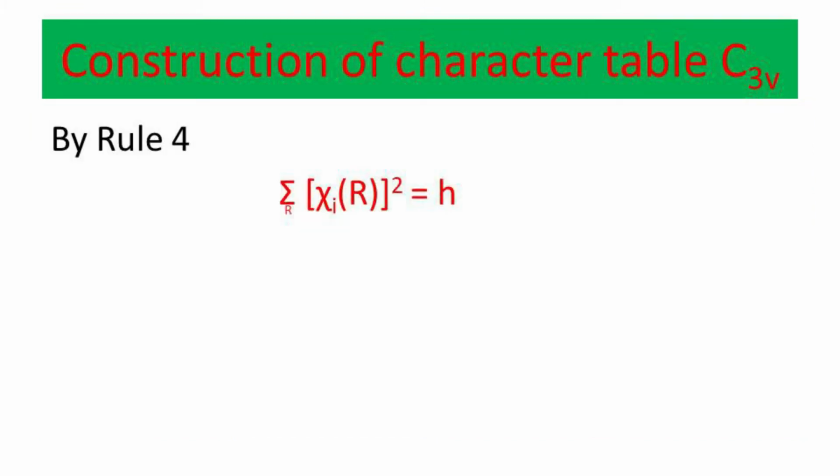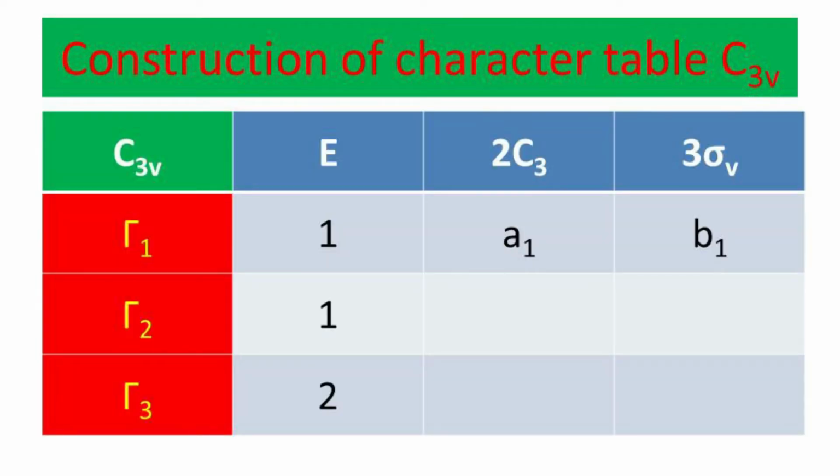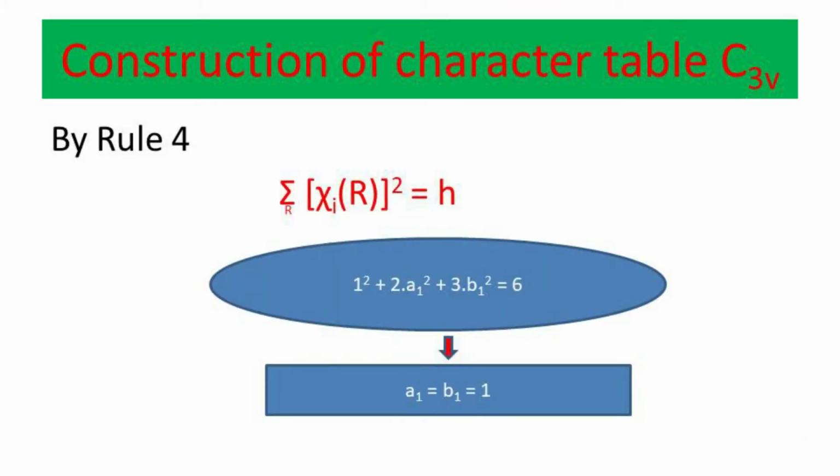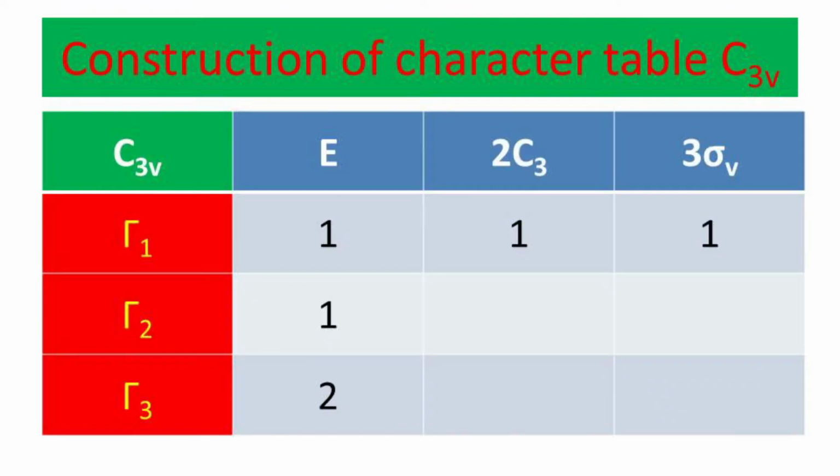In order to find the characters for gamma 1, I want to use rule number 4. The rule says the summation of squares of characters for that irreducible representation is equal to the order of the point group, h. Let me consider the unknown characters of gamma 1 as A1 and B1. By combined application of rule number 2 and rule number 4, I can write 1 square plus 2 into A1 square plus 3 into B1 square is equal to 6. It means A1 and B1 are equal to 1. Representing the findings in the first row, those are the characters for gamma 1.